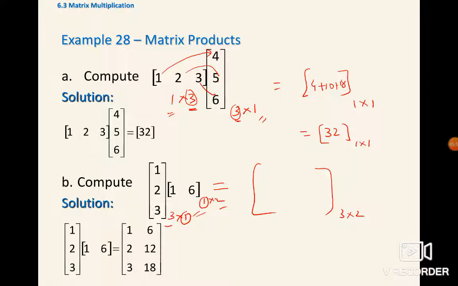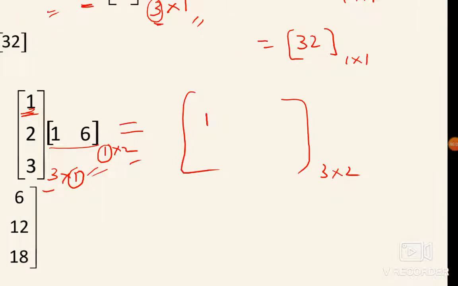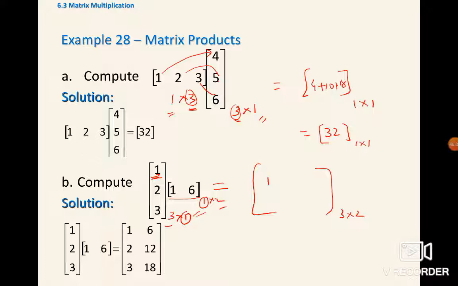Now how to multiply? Just take this 1, multiply with every element in this row. So 1 into 1, 1 into 6. Next 2, take 2 and multiply with every one. 2, 12. Take this 3, multiply with every one. 3, 18. That is it. So we got a matrix with 3 rows and 2 columns. So this is how to multiply a row with a column or a column with a row. This will be done for matrices of higher orders.